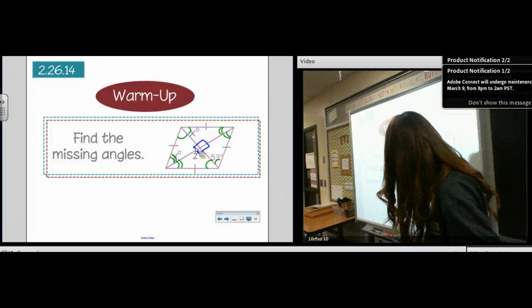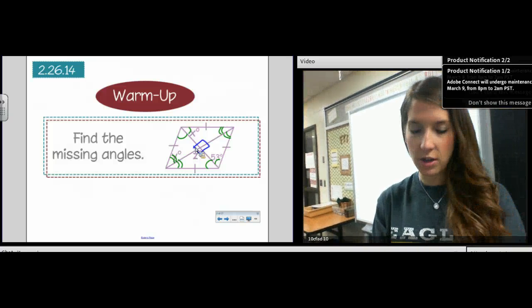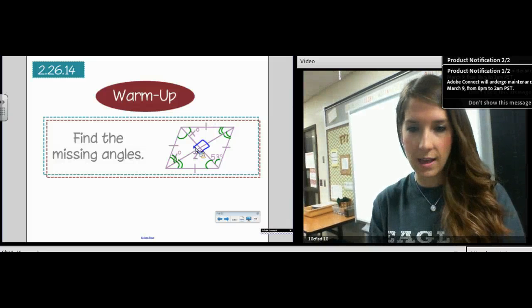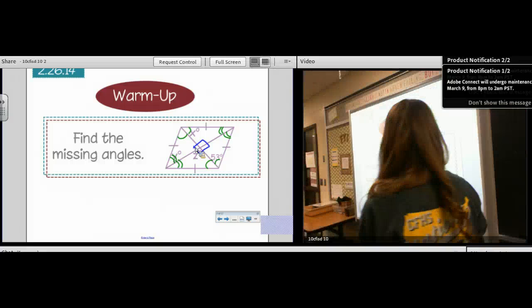All right, you should have found all the missing angles. We already know what Z is, so let's not even entertain that one. Quan, can you tell us what X is? And Austin, can you tell us what Y is? Let's talk about these missing angles.